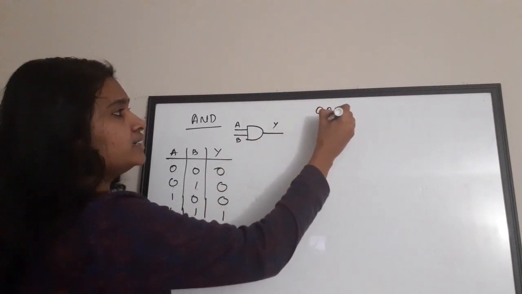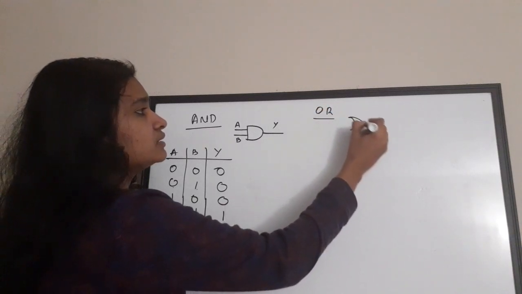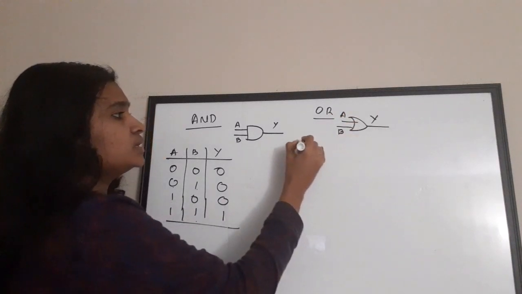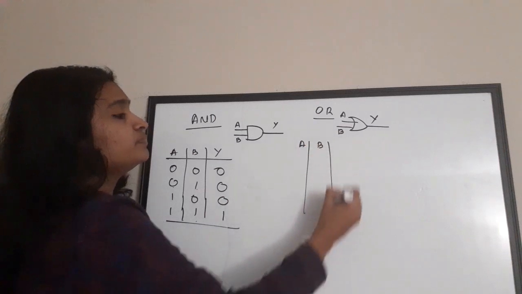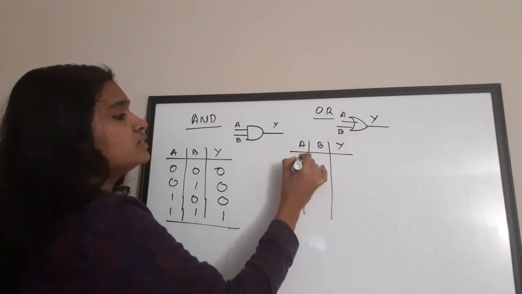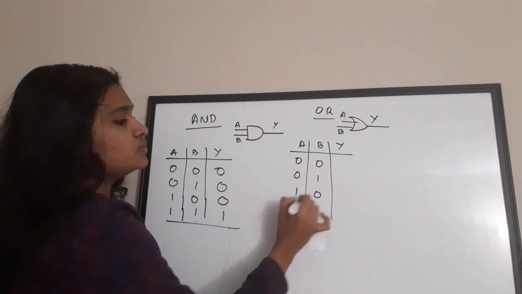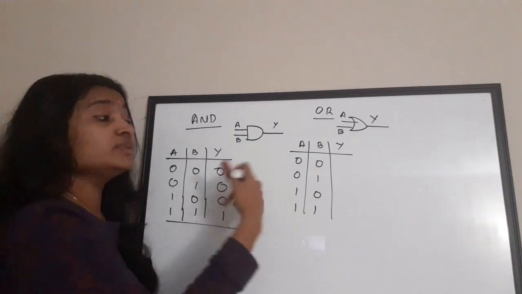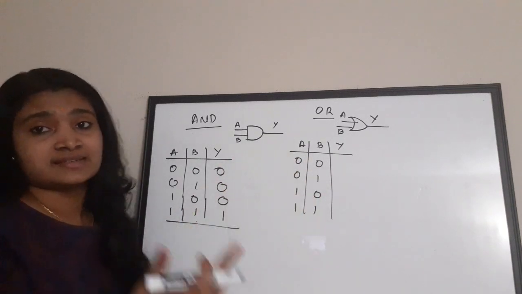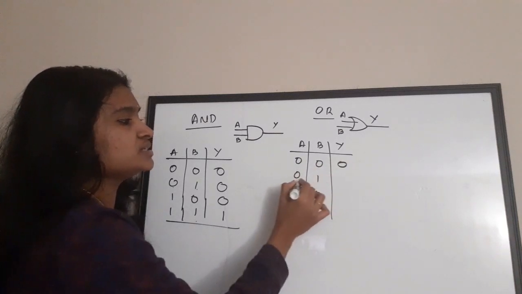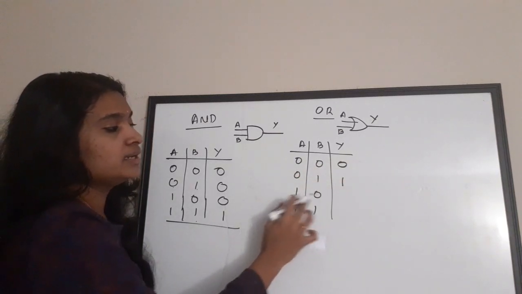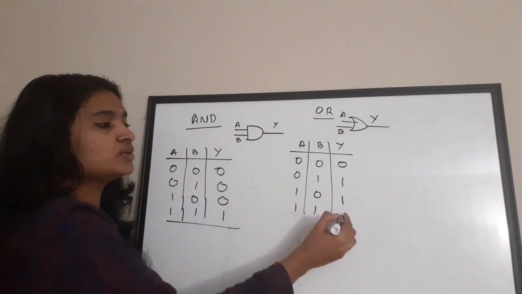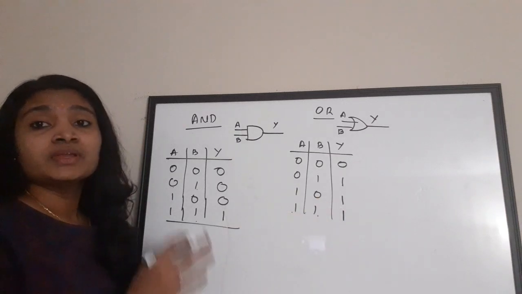Next, for an OR gate, the symbol is like this. Okay. So, if A and B are the inputs, Y is the output, the truth table will look like this: A, B and Y. For 0 0, 0 1, 1 0 and 1 1, whenever any of the inputs is 1, your output will be 1. So 0 0, the output is 0. 0 1, the output is 1 because B is 1 here. Here also the output is 1. Here both the inputs are 1, so the output is also 1. So that is the case for an OR gate.